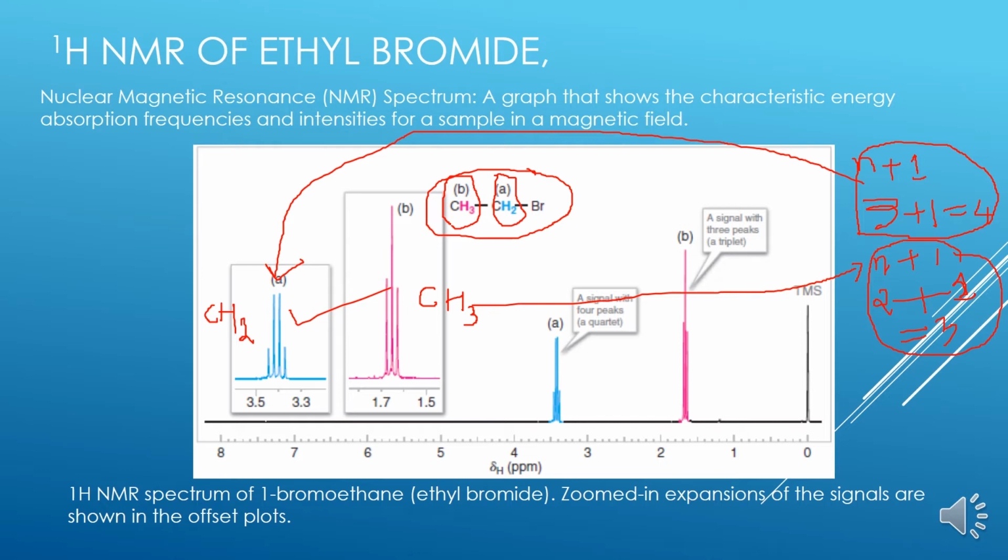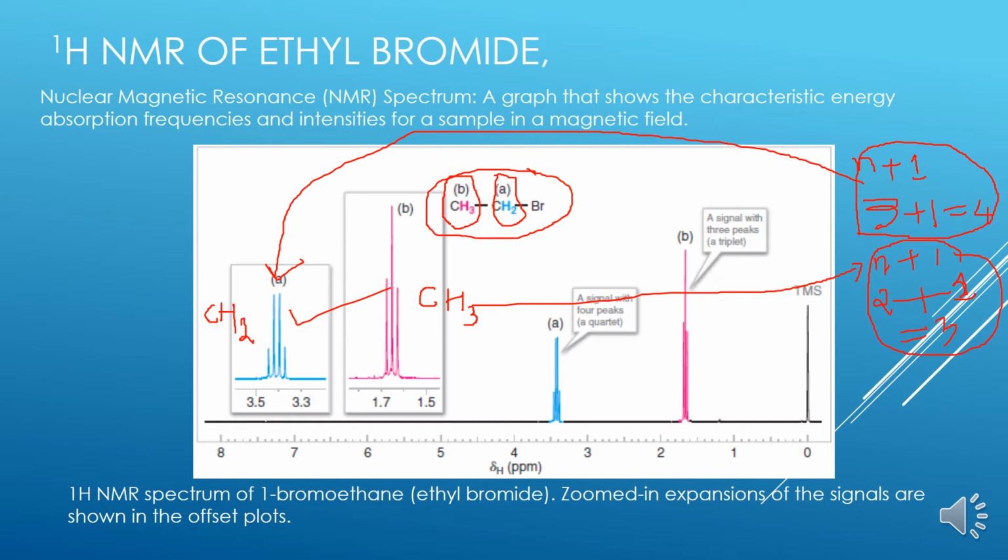So in this ethyl bromide, there will be two different types of protons. One is CH2 protons and another one is CH3 protons. CH2 protons are labeled as A, CH3 protons are labeled as B. CH2 protons split into 4 peaks. That means three neighboring protons are available. Therefore, 3 plus 1 gives rise to 4.